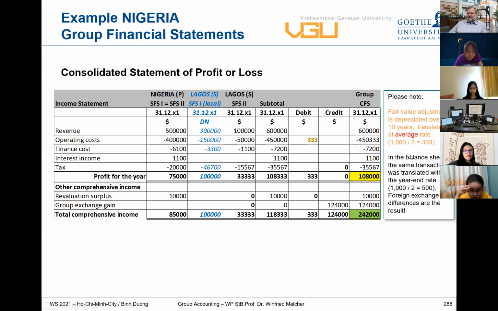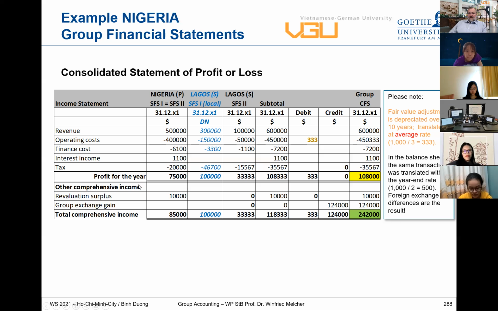All right. So I think that is also clear. So in the end, we will have a profit for the year, which is 333 lower than the subtotal, because we have that additional depreciation of 333.